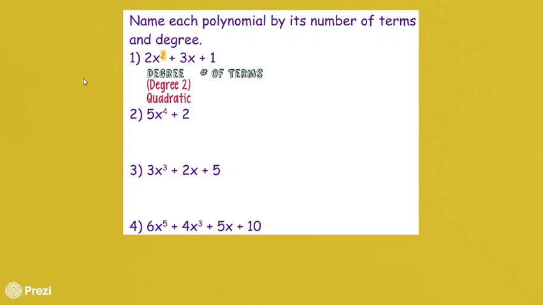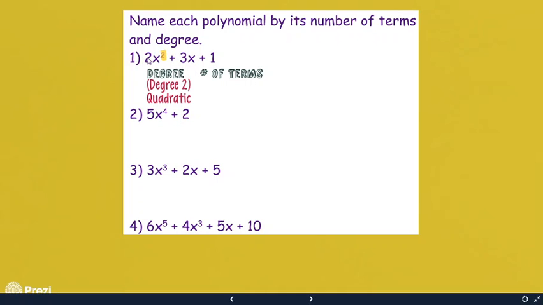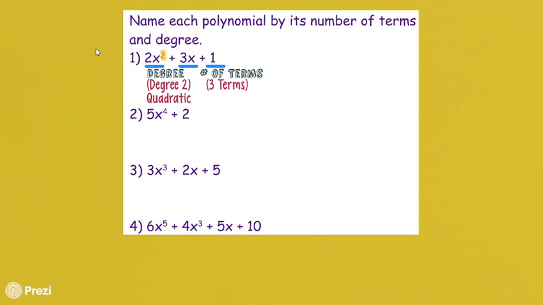Okay, and then the number of terms, let's count them all up. So we have a total of 1, 2, 3. So we have 3 terms. And the special name for when you have 3 terms is a trinomial. So this is a quadratic trinomial. Cool beans, right? All right, let's go on to example 2.